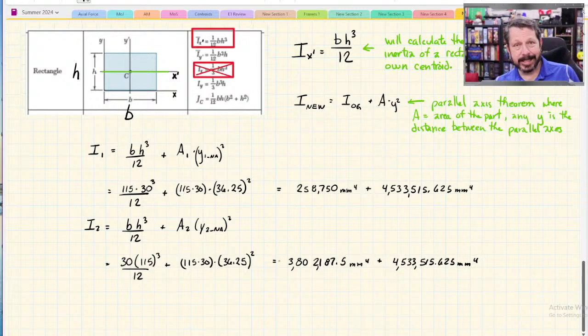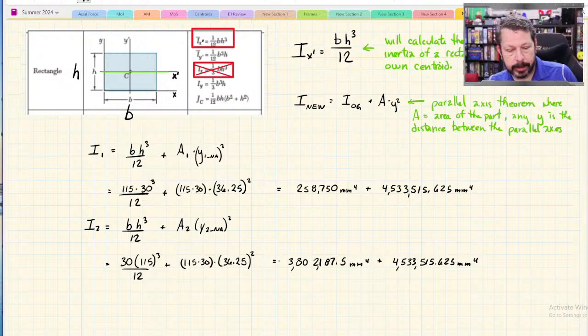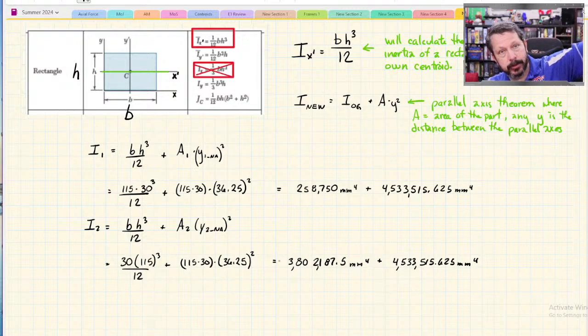So the stem here is contributing way more than the flange. The flange by itself is not doing a whole lot. It's a large number, 260,000. But then when I raise the flange away from the neutral axis, it starts to contribute more to the stiffness, reducing the flexural stress. But the stem is doing a lot by itself.